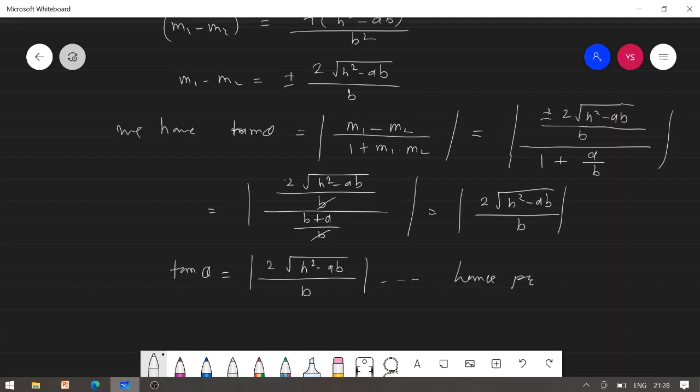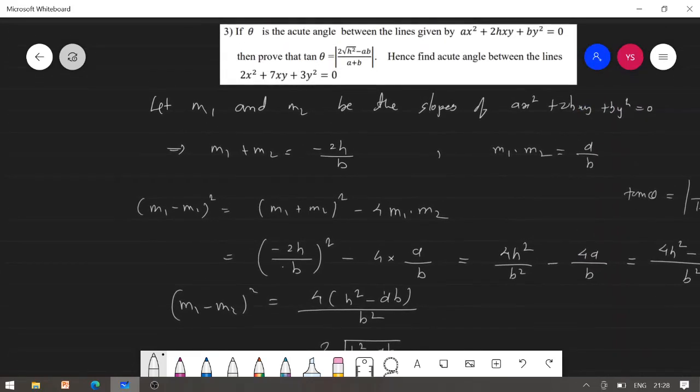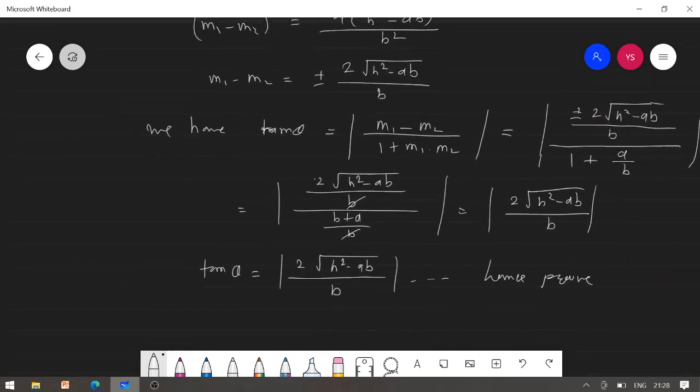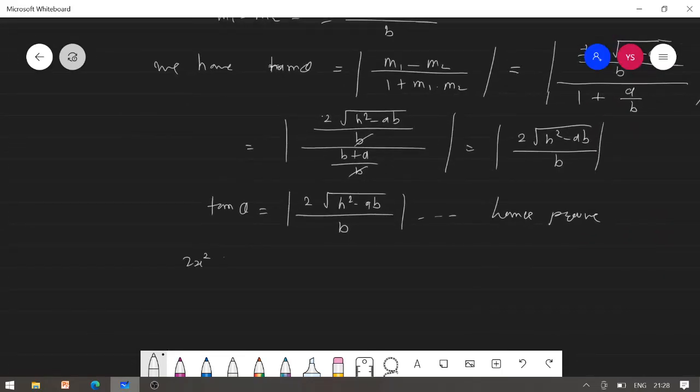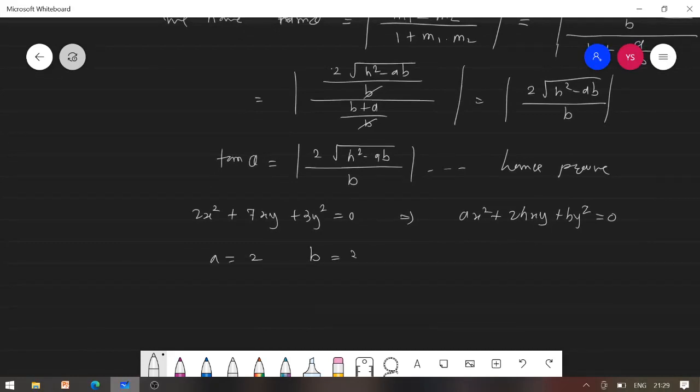Hence proof. So simultaneously we have to find within the same question the acute angle between the lines 2x² + 7xy + 3y² = 0. On comparing with ax² + 2hxy + by², the standard homogeneous equation of degree 2 in x and y, we get a = 2, b = 3, h = 7/2.